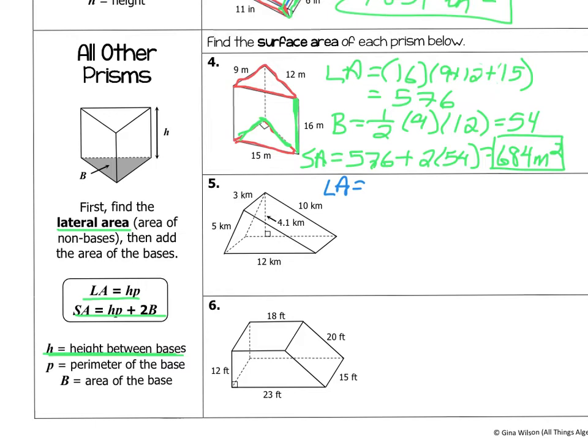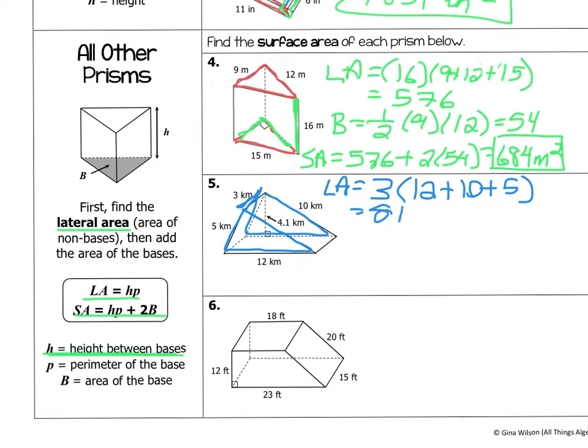Okay, so we need to find the height between the two bases. Here is a base and here is a base. So the height between those two would be right here, which is 3. So we're going to go 3, and then we're going to find the perimeter of the base, which would be 12 plus 10 plus 5.